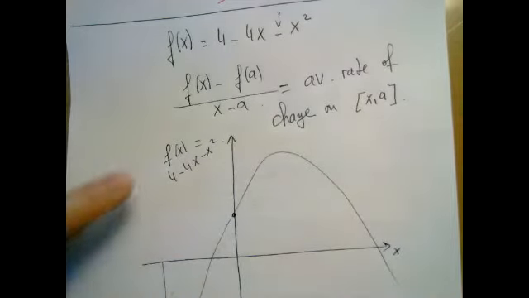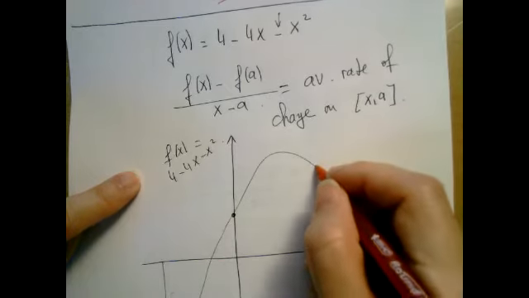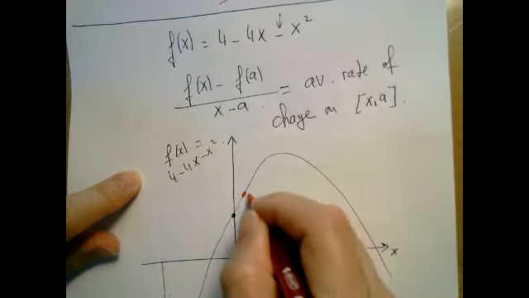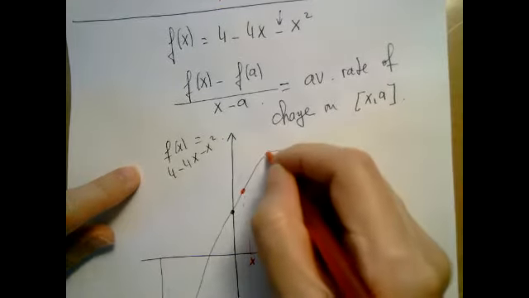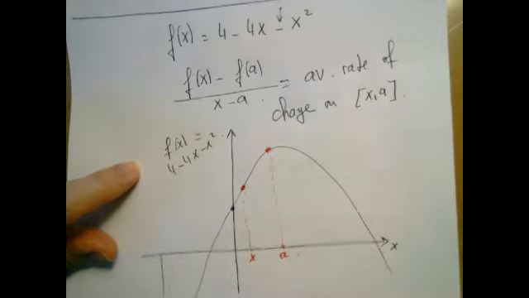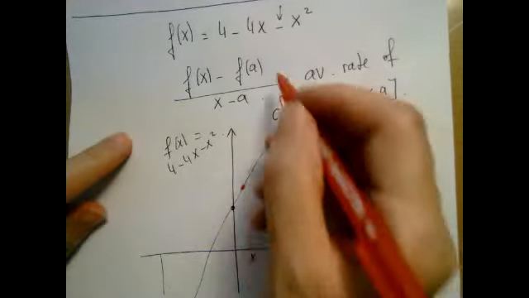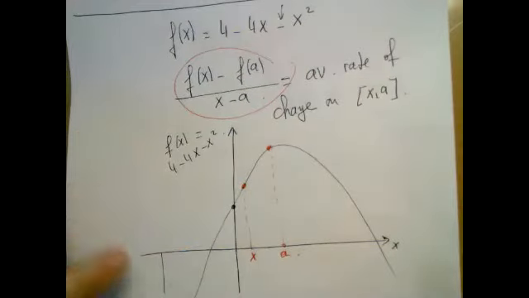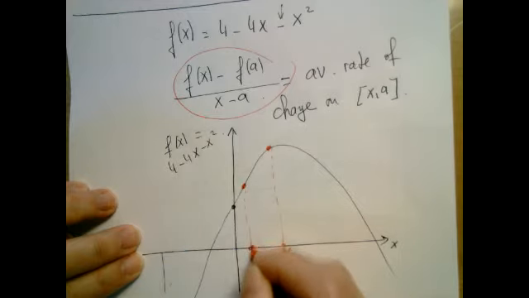What does the difference quotient represent? Let me call this point x, for example, and let me call this A. So we're trying to visualize the difference quotient graphically. Actually, I want to change them. Sorry, this is A and this is X.